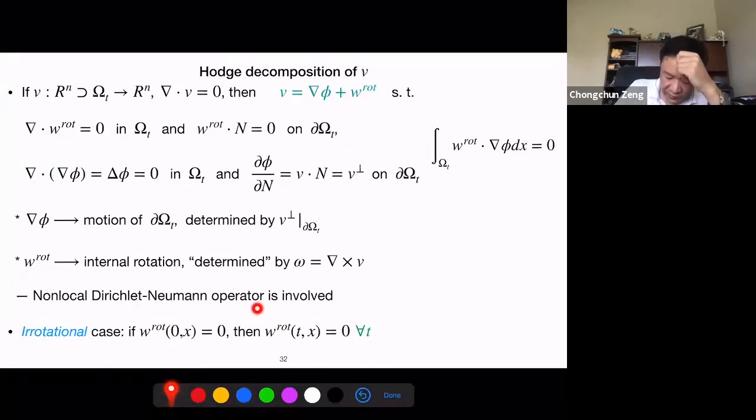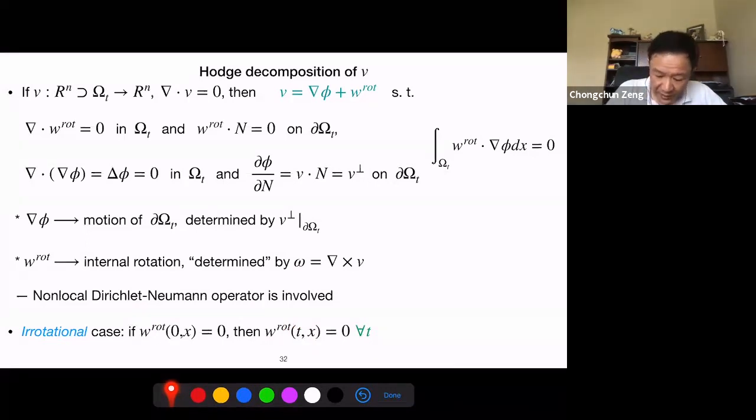In particular, if we take initially the rotational part to be 0, that corresponds to 0 initial vorticity, then a simple calculation from the transport of the vorticity shows that the rotational part will always be 0 in the future. So that's why one can consider the irrotational problem. That's from the transport of the vorticity.